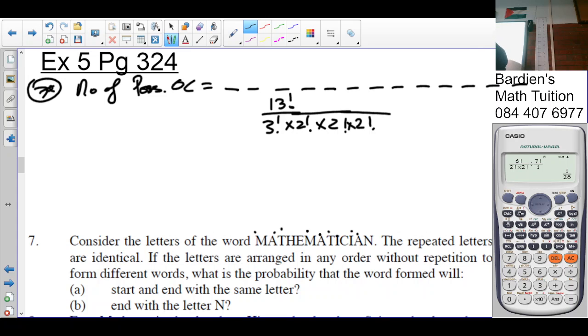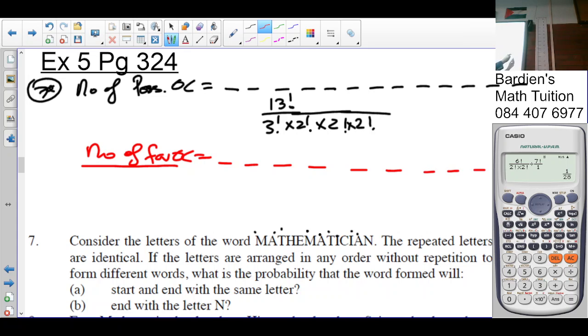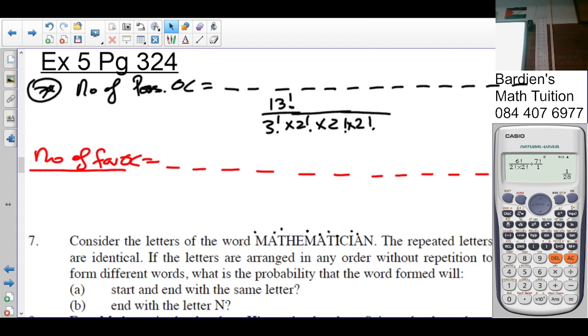Okay? So if you're looking at your number of favorable outcomes, that's a condition they want you to consider. 1, 2, 3, 4, 5, 6, 7, 8, 9, 10, 11, 12, 13, and it's over 13. So they say start and end with the same letters. Let's go with starting with the M. So it starts with the M and ends with the M.